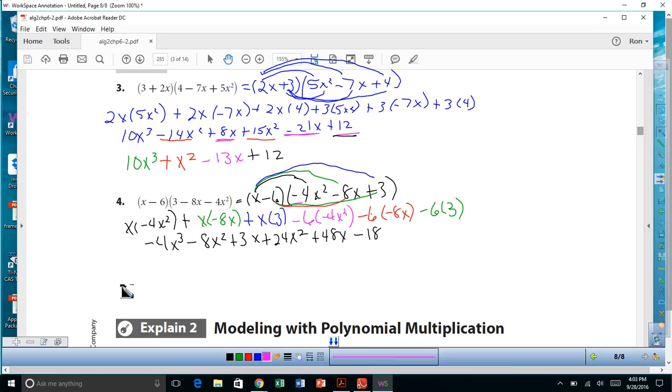So let's see. Let's start off here. Negative 4x cubed, or any other x cubed? Nope. So we got negative 4x cubed. And then you got negative 8x squared plus 24x squared. That's going to give me positive 16x squared. We have 3x here. So 3x plus 48x would be plus 51x. And then I just had the negative 18 left over. And there you go. You have multiplied a binomial by a trinomial. Good job.